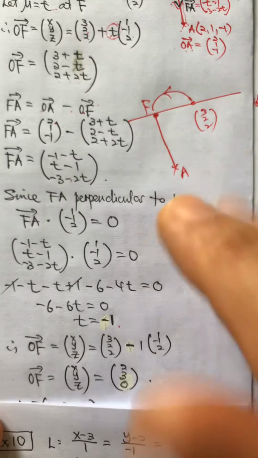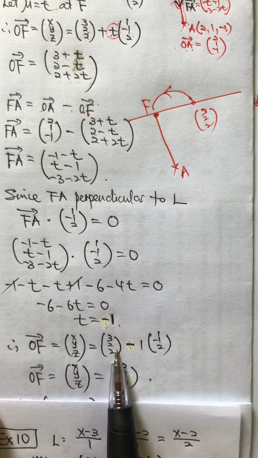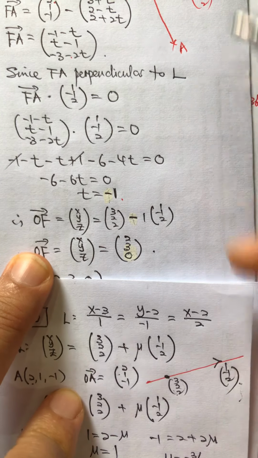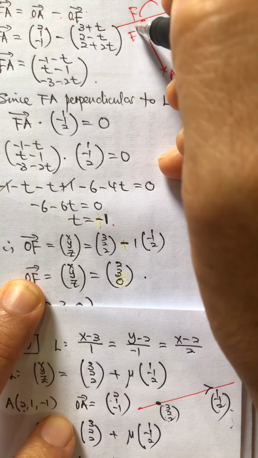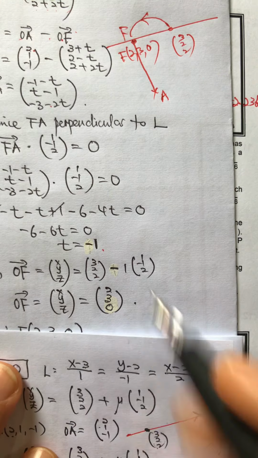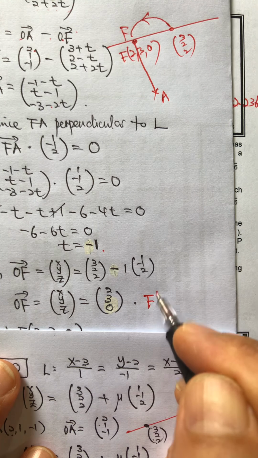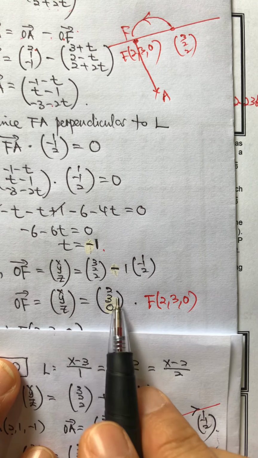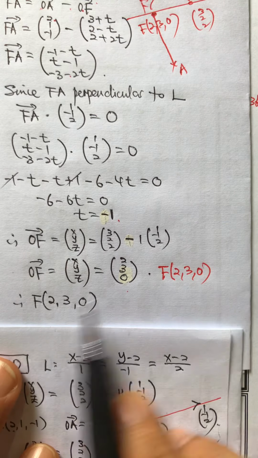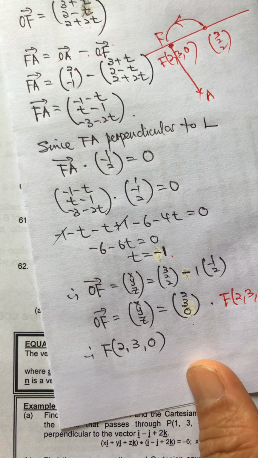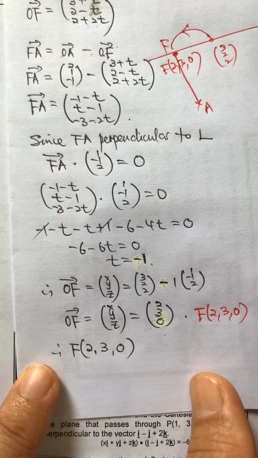So I substitute, then I get OF is (2, 3, 0). That means I know the coordinate of F is (2, 3, 0). That is what I know. The position vector is (2, 3, 0) like this. Okay, this is how I find the coordinate of F.